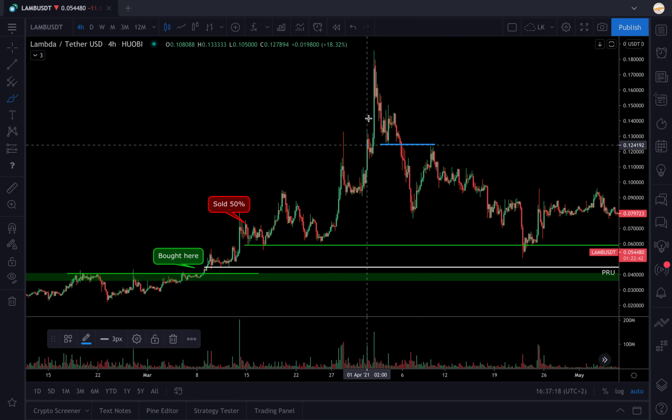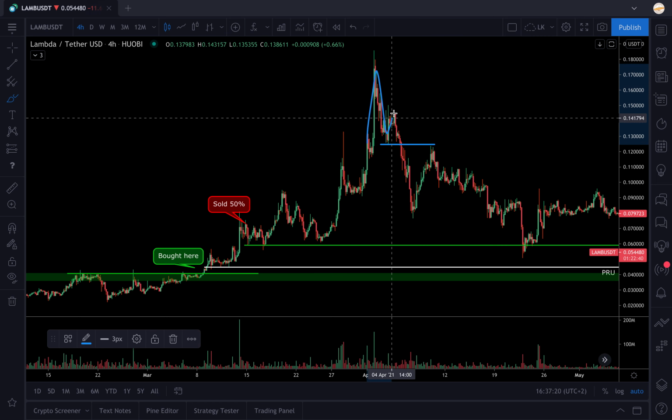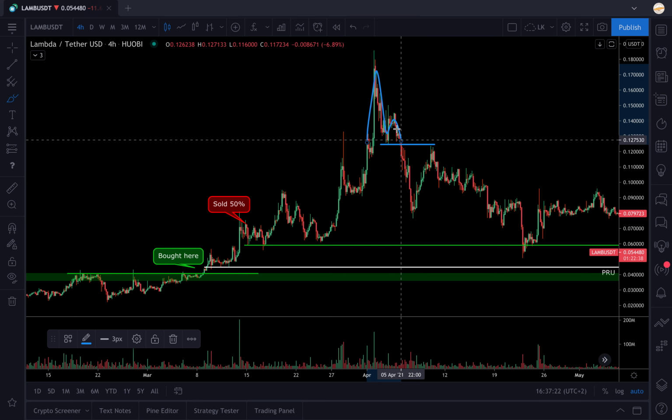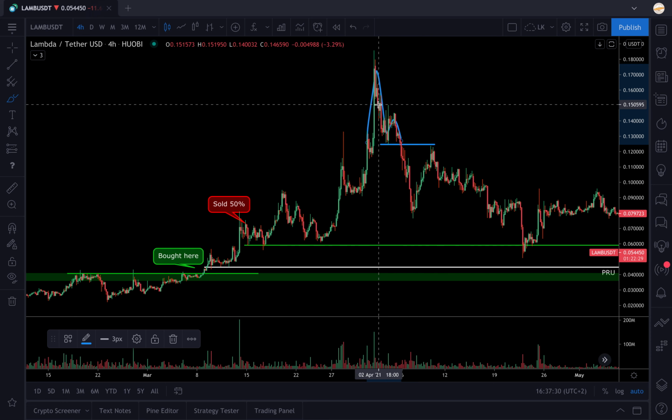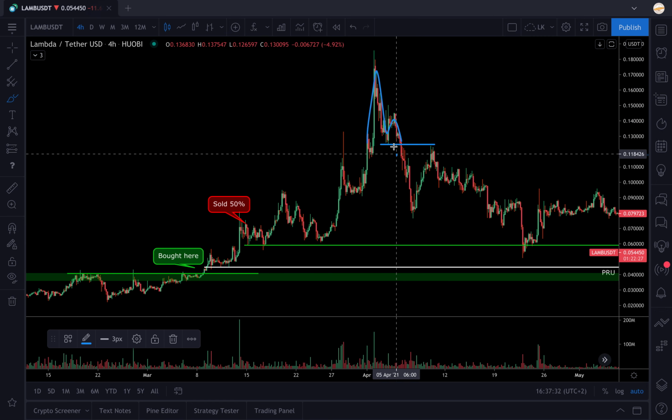that is called an M pattern or a double top pattern. And this kind of double top is very bearish because the second high is much lower than the previous high. And I should have sold a good amount here.